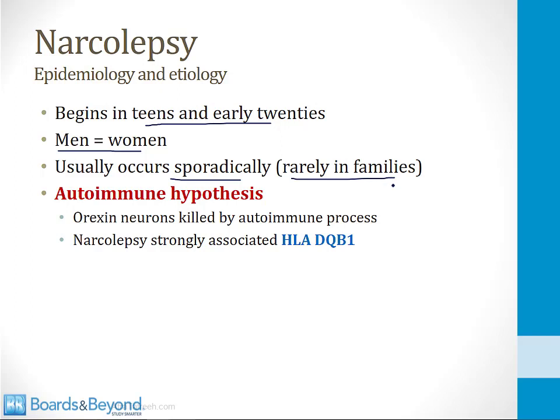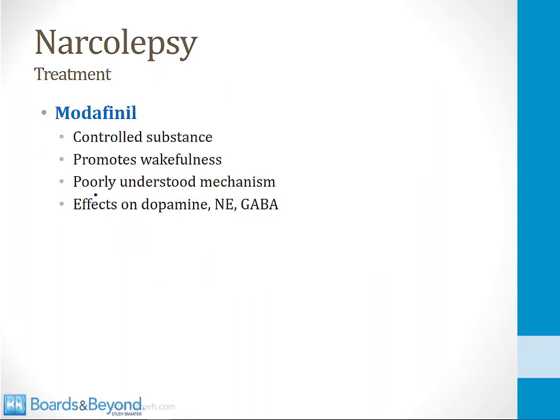And we don't know exactly what causes this, but there is what's called the autoimmune hypothesis, which states that orexin neurons are killed by some autoimmune process. And the reason for this hypothesis is because narcolepsy is strongly associated with the HLA subtype DQB1, and it's high yield to remember that. So because it's associated with this HLA type, many people hypothesize that there's an autoimmune underlying etiology.